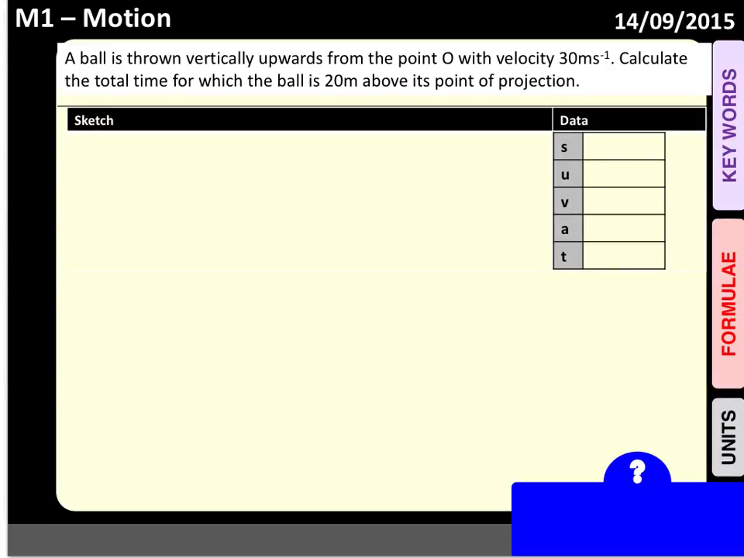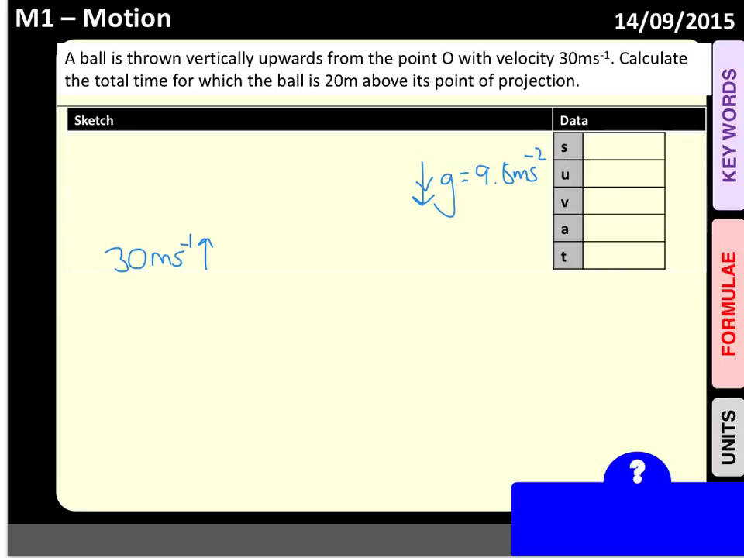So once again here we're looking at vertical motion. We're going to start off with our sketch. As we know, it's thrown vertically upwards from the point O, so point O normally refers to the origin, so that's going to be our starting point here with a velocity of 30 meters per second. We know it's thrown vertically upwards, so we also know that gravity is going to be important, acting downwards with an acceleration of 9.8 meters per second squared.